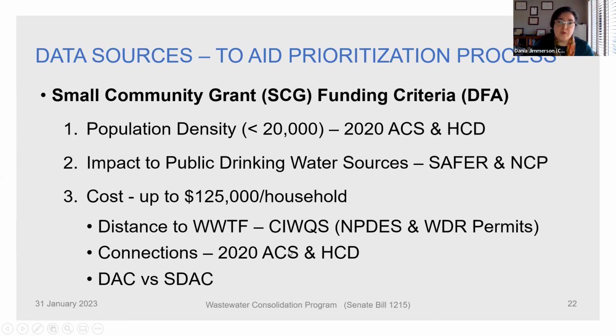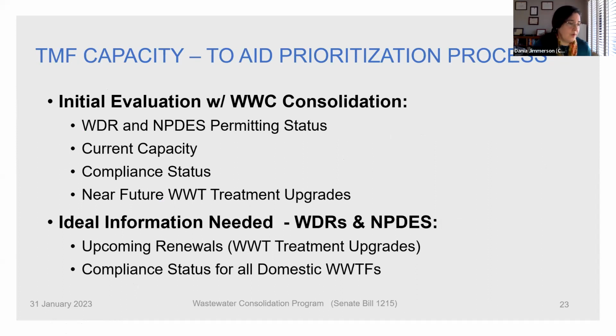Regarding connections, of course, the American Community Survey database has all that information for most of the communities, the number of connections that they have, as well as their current disadvantaged or severely disadvantaged classification. In terms of how to determine the technical, managerial, and financial aspects of specifically the sewer service provider side, that information once again can be found in the WDR and NPDES permits.